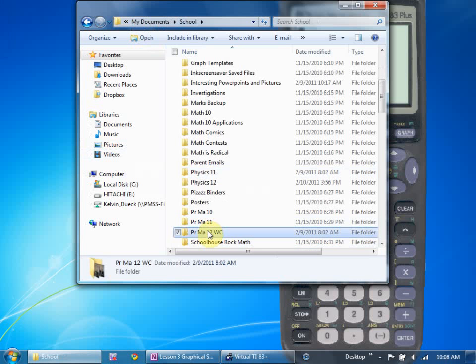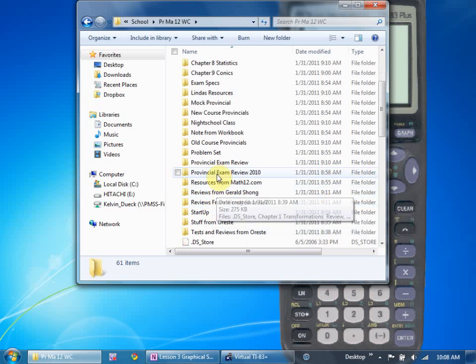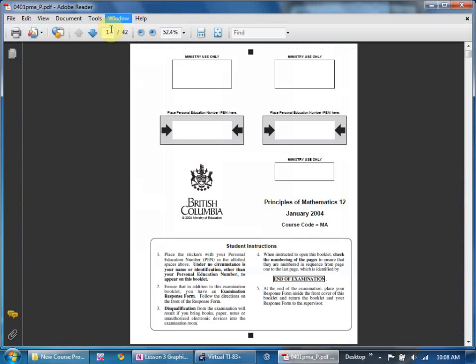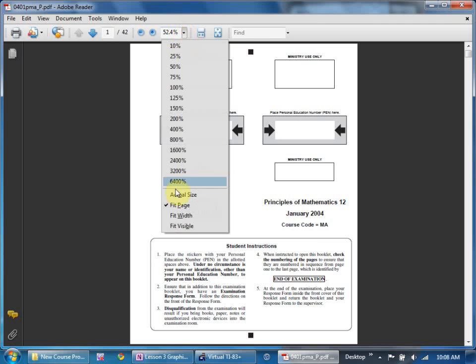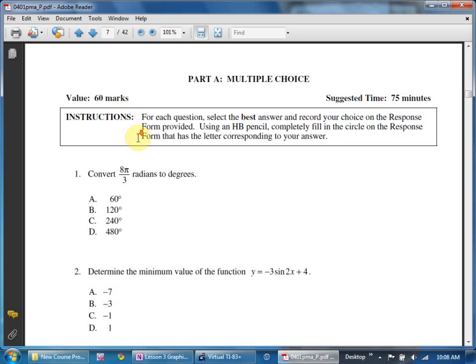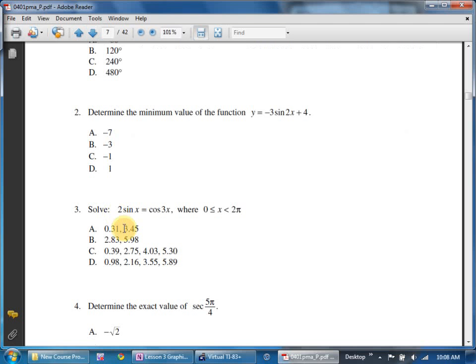Look up. So here's, where's my provincial exam? New course provincial exams. Here is one from April 2001, I think, or January 2004. Let me make this a bit bigger. But you'll be able to recognize a trig question that you have to do. Oh, right there. How did I spot it so fast, Jesse? Look at my answers. See them? That easy. What that means is, don't try and do this algebraically. Don't bother. Graph the left side, graph the right side, and find where they cross. And in fact, that's the first part of today's lesson.